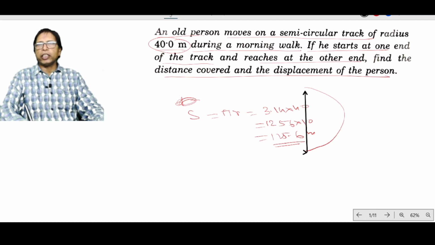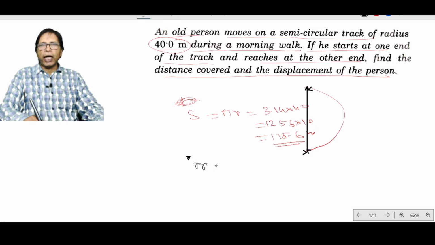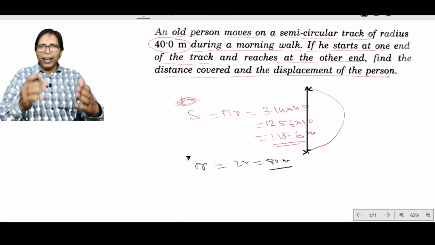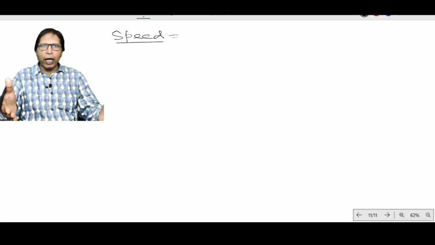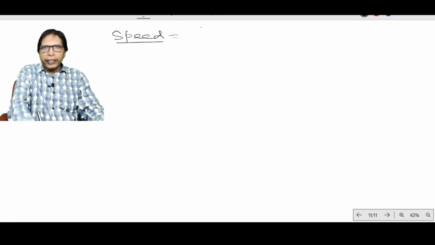The shortest distance between initial and final point is the displacement. Therefore, displacement equals 2r, so this is 80 meter. Okay, understood? Next, now speed. The distance traveled by a moving body in unit time is called speed. If s be the distance traveled in time t, then speed v equals s by t.